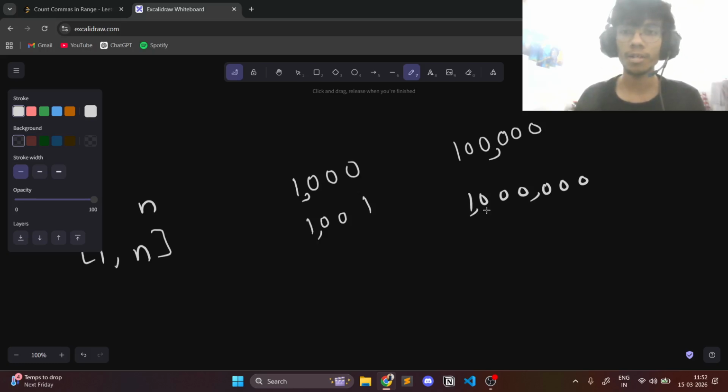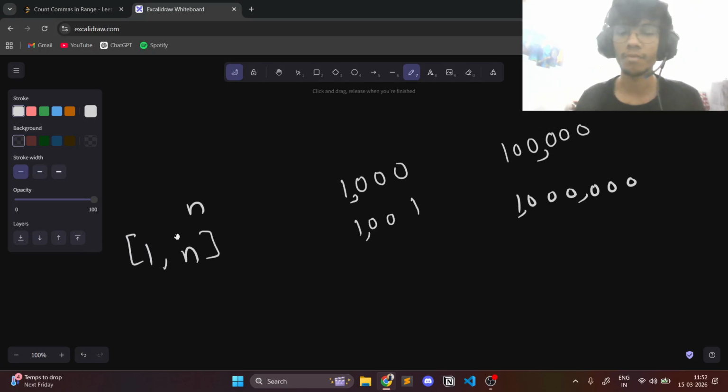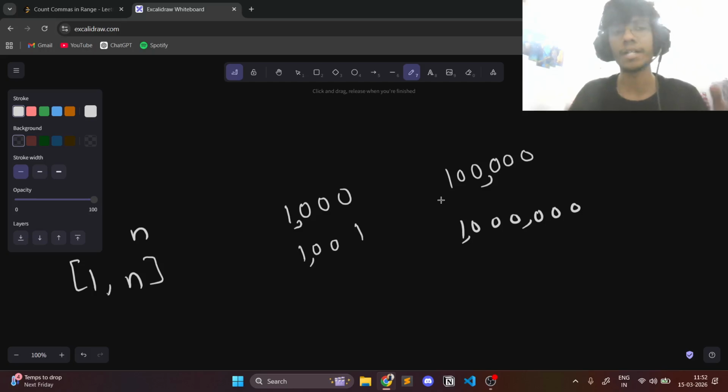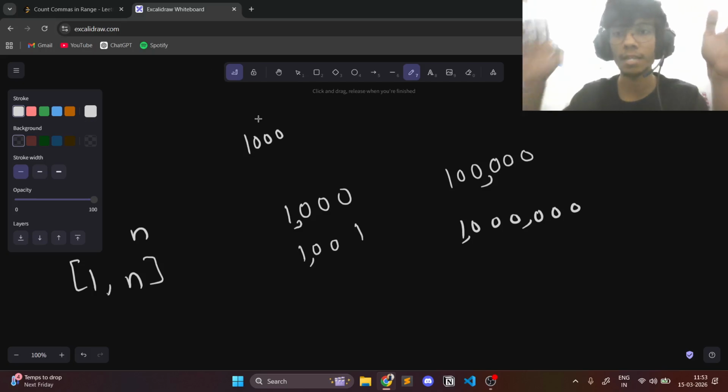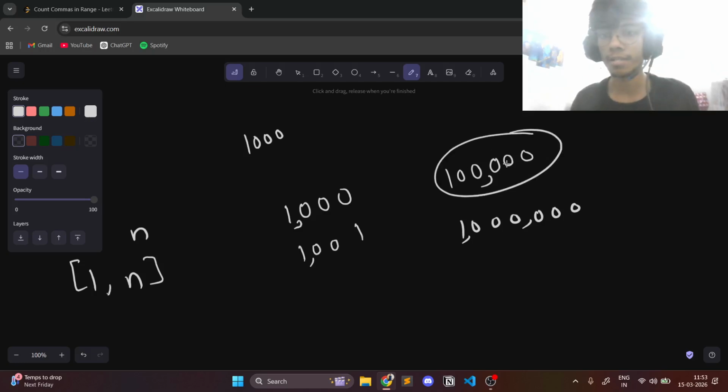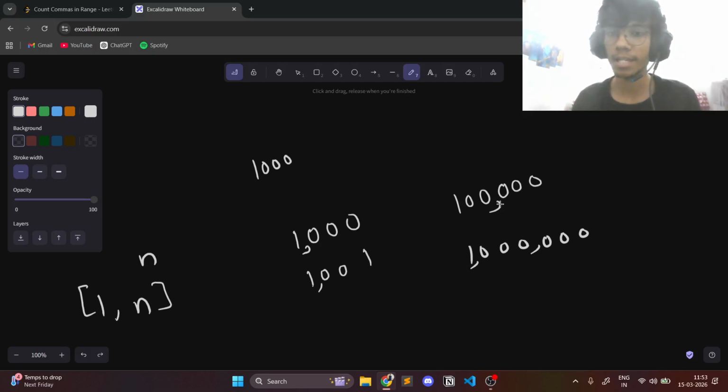So essentially what you can do over here is iterate on the numbers from 1 to n, or what I did here is I iterated from 1000 to n, because numbers lower than 1000 will not have any commas. So we can iterate from 1000 to n and just calculate how many commas that particular number contains. How can we know that? We can iterate on the digits.